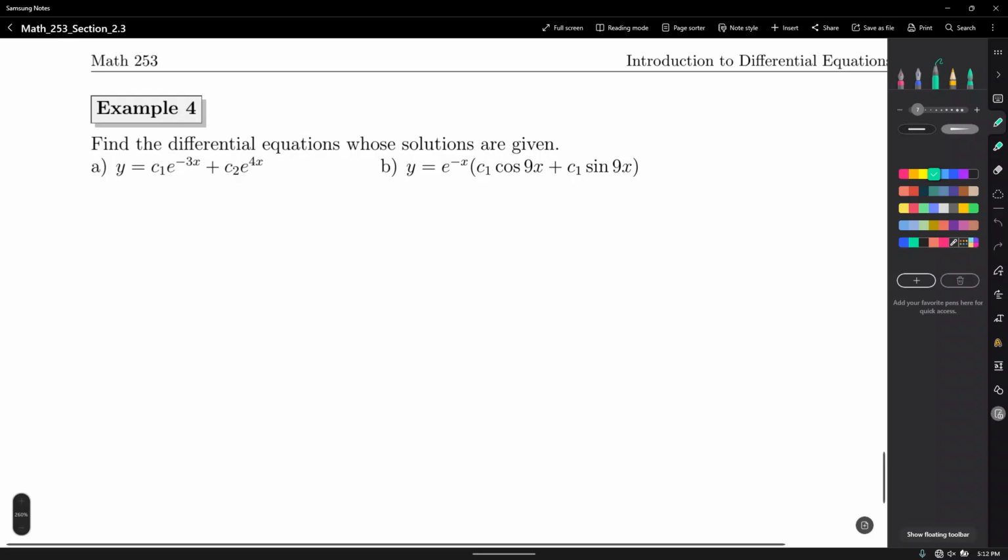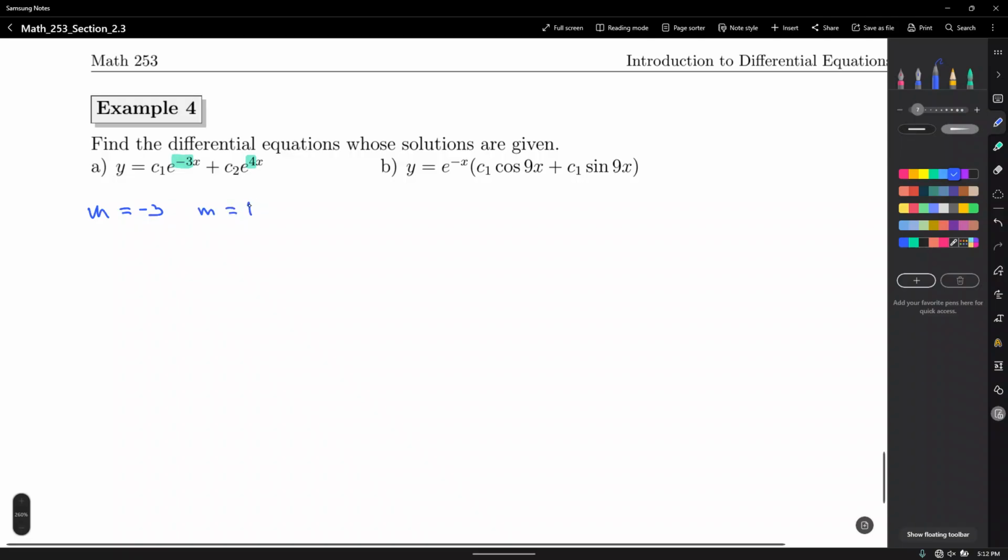We have a linear combination of exponentials. And actually you can see the coefficients of x in the exponents are real and distinct values. So that's the case for the linear, non-repeated and real roots. Okay, so that means m equals -3 and m equals 4.